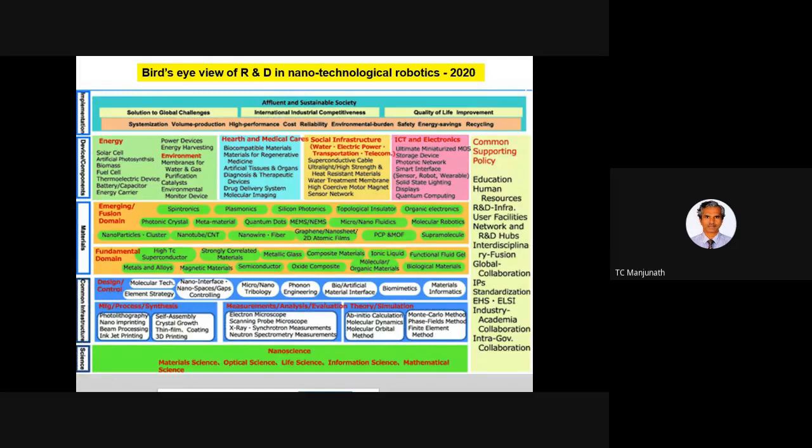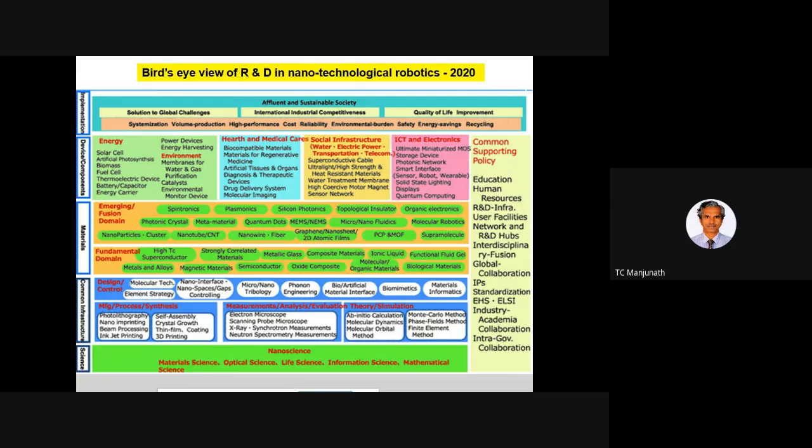So, a clear-cut small idea I'm giving you, a bird's eye view of R&D in nanotechnological robotics, that started in 2020 under the leadership of our Bharat Ratna, CNR Rao. He has done a lot of research. In fact, he has a huge number of patents in nanomedicine.